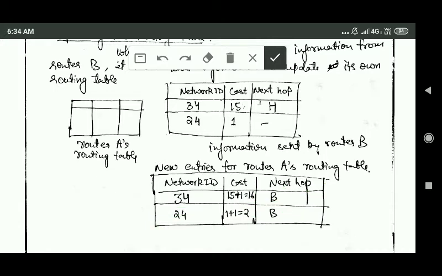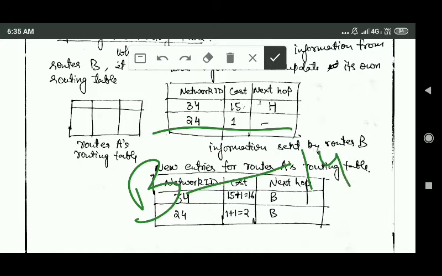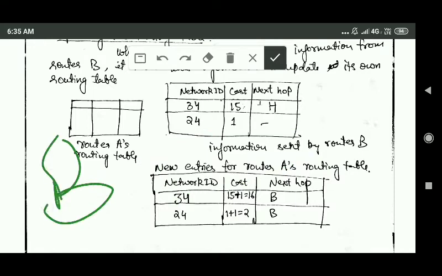Similarly, see the second entry of the information sent by router B. According to this information, if router B has to send a packet to network 24, then it will cost only 1 unit, because if the cost is only 1 unit, it means there is a direct link between router B and network 24, right? So router B does not need to send this packet to any other router because there is a direct link to that network.